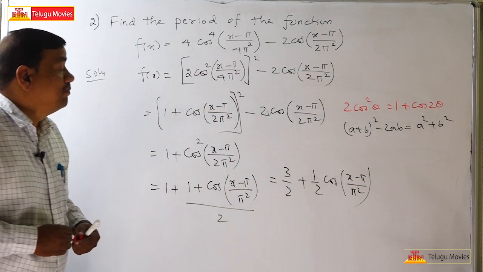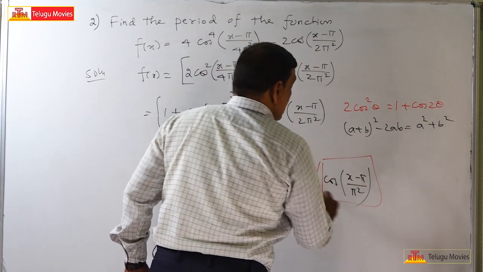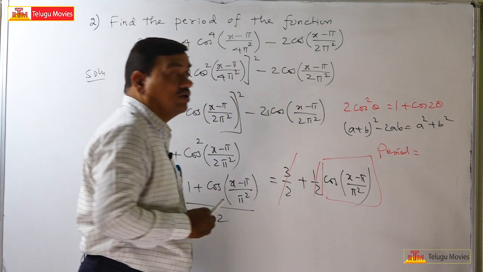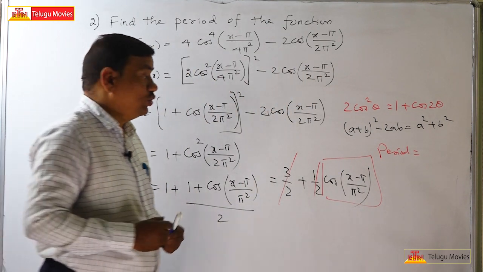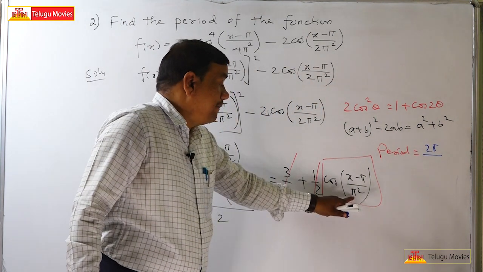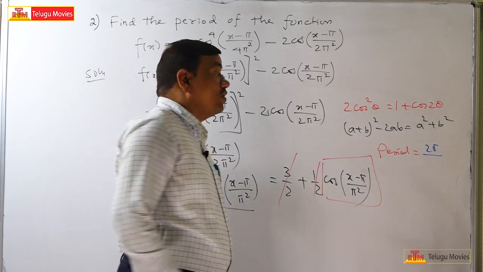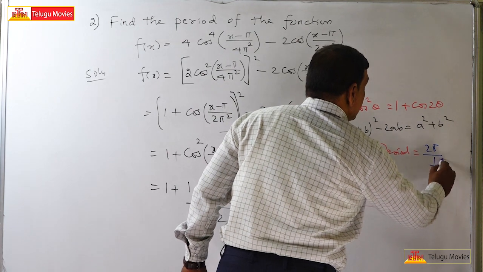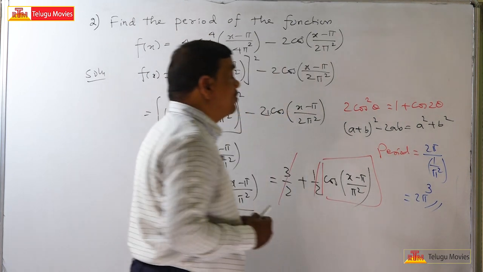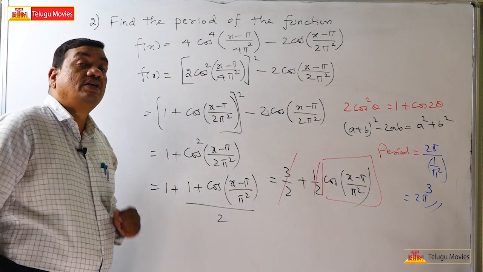Now what is the period of this function? Leave all these other things and concentrate on this. What is the period? The period of cos is 2 pi, divided by the coefficient. This pi square is in the denominator, so we write 1 by pi square. That is equal to 2 pi cube. So the given function has period 2 pi cube.